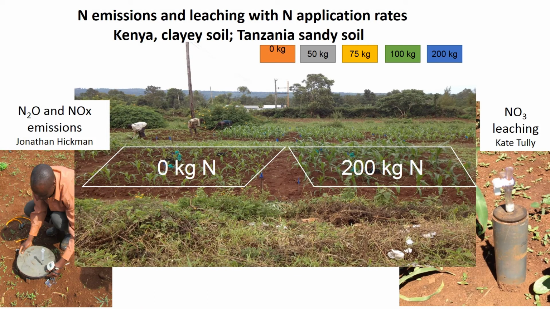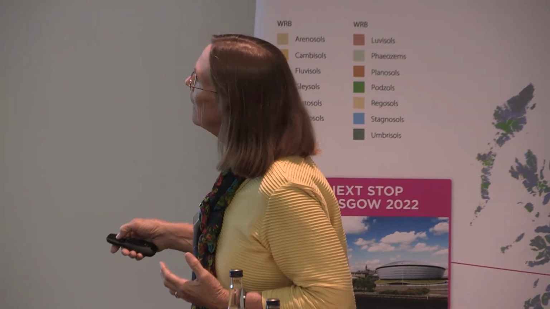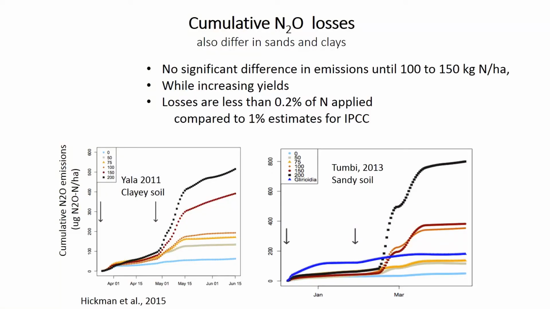We looked at different rates of nitrogen addition, and we wanted to look, of course, at yields, but also greenhouse gas emissions. My colleague Jonathan Hickman did that, and nitrate leaching. Kate Tully did those experiments. Here is just the bottom line. Here are the nitrous oxide emissions. This is Kenya, which is a clay soil, and also one in Tanzania on a sandy soil.